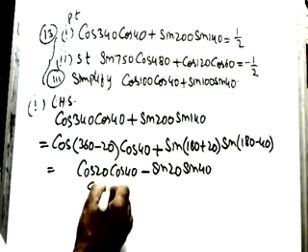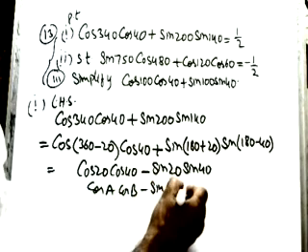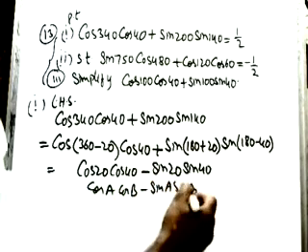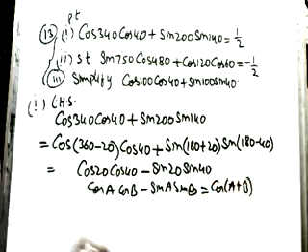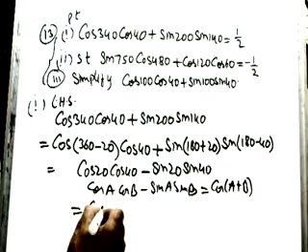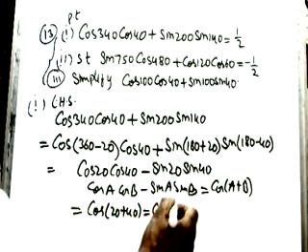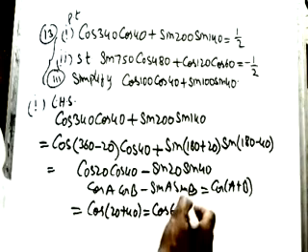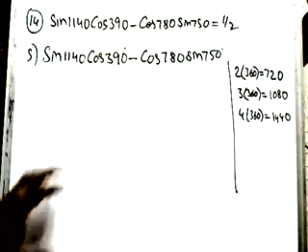Now this will become the formula. We can use it like this: cos A cos B minus sine A sine B. So this is the formula of cos A plus B. So this will become cos of 20 plus 40, which is cos 60. And the value of cos 60 is 1 by 2.